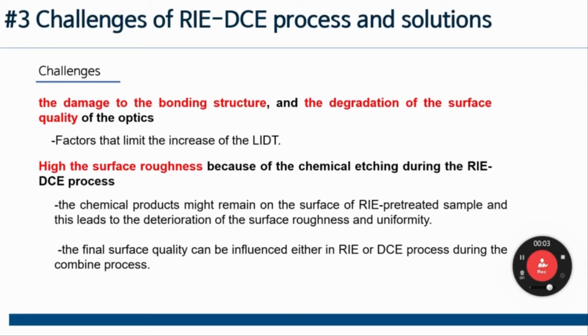The challenge of the RIE-DCE combined process is that deeper RIE treatment induces damage to the bonding structure and degradation of the surface quality of the optics. These are the factors that limit the increase of the LIDT. The RIE process itself newly produces chemical structural defects including SiO bond damage, ODC, MBOHC and so on. Also, the surface roughness is considerably high, and the predicted reason is the chemical etching during the RIE-DCE process.